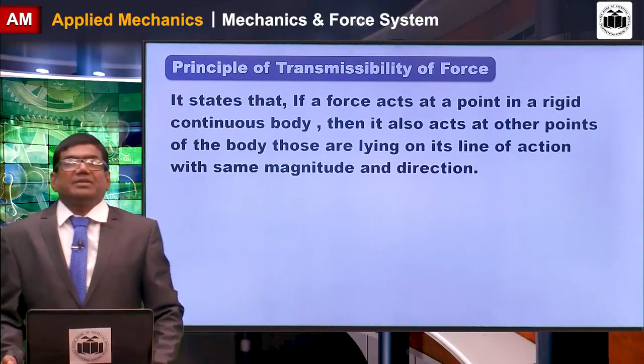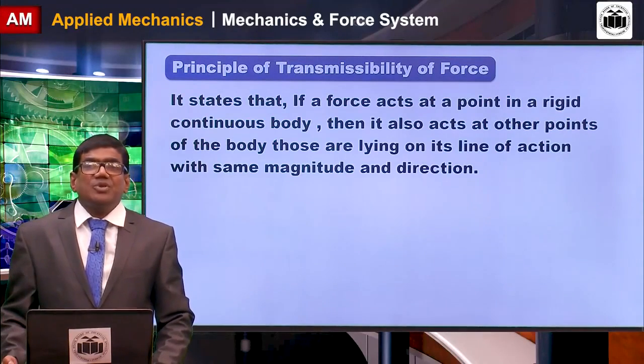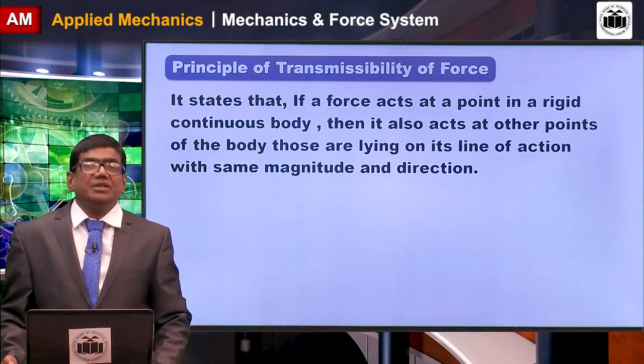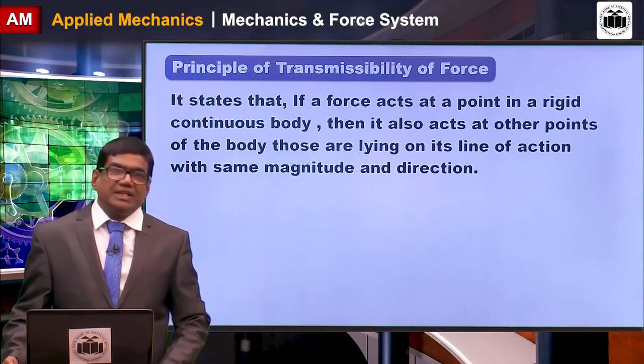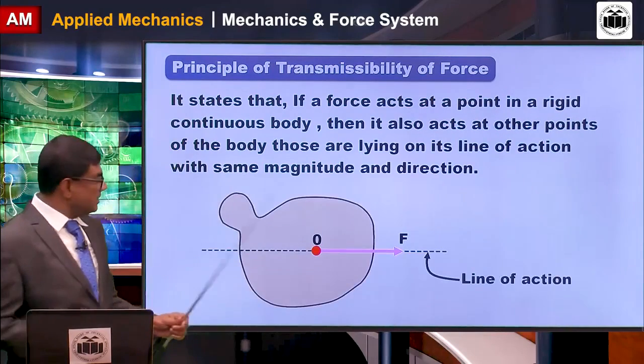The statement states that if a force acts at a point in a rigid continuous body, then it also acts at other points of the body that are lying on its line of action, with the same magnitude and direction. Let us see how, graphically.